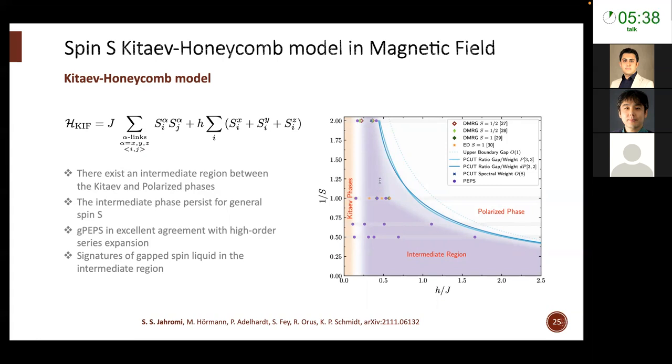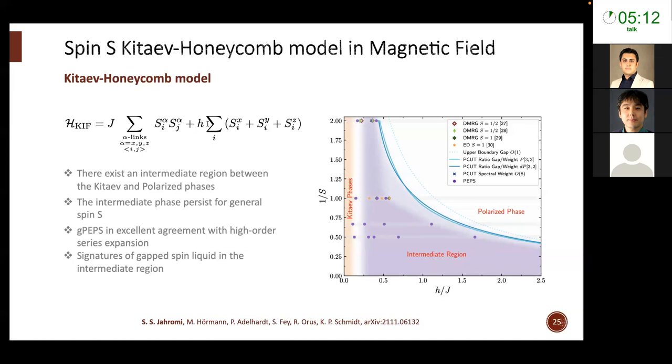which is very interesting, and there are studies suggesting that this region should be another instance of a quantum spin liquid. But of course, there are still some debates. Some studies find signatures of a gapless spin liquid, and some other studies based on DMRG suggest a gapped spin liquid in this region.